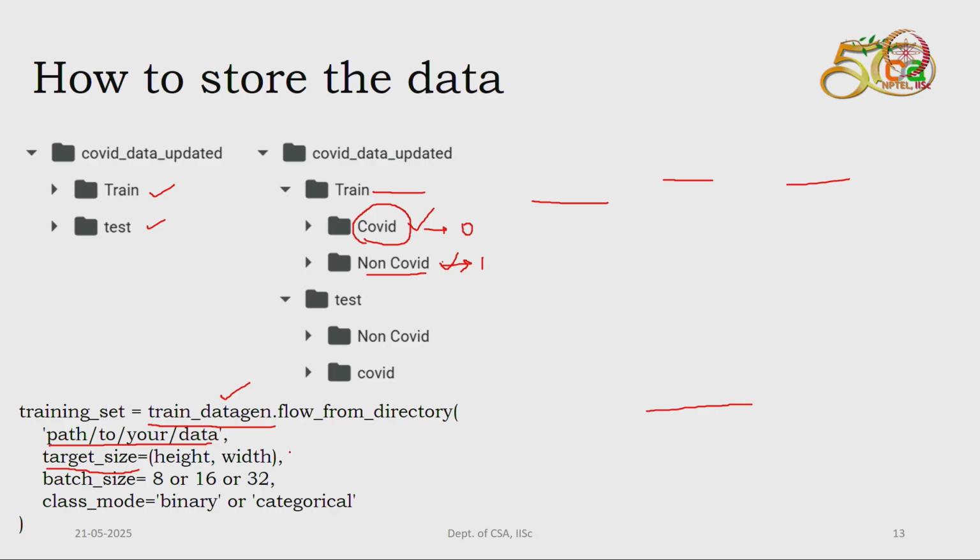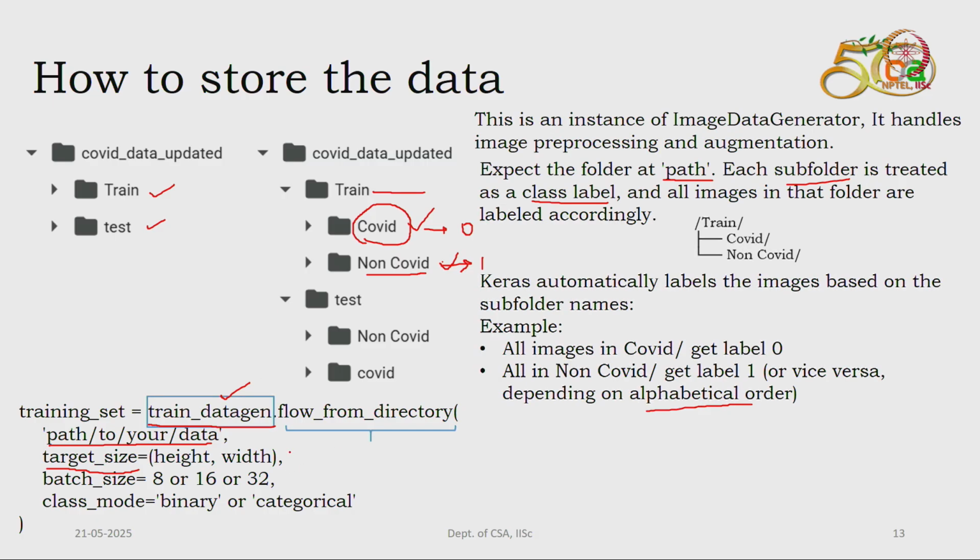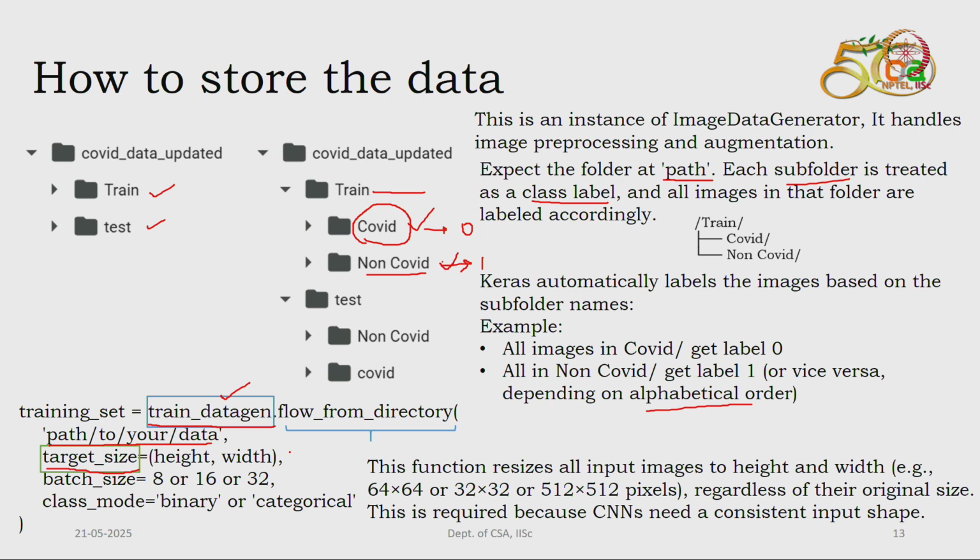Here we can specify the target size. We can specify the height and width as 64 cross 64, or 32 cross 32, or 512 cross 512. Whatever the size of the images in the folder, when you specify the target size, every image will come down to that particular size that you are specifying.